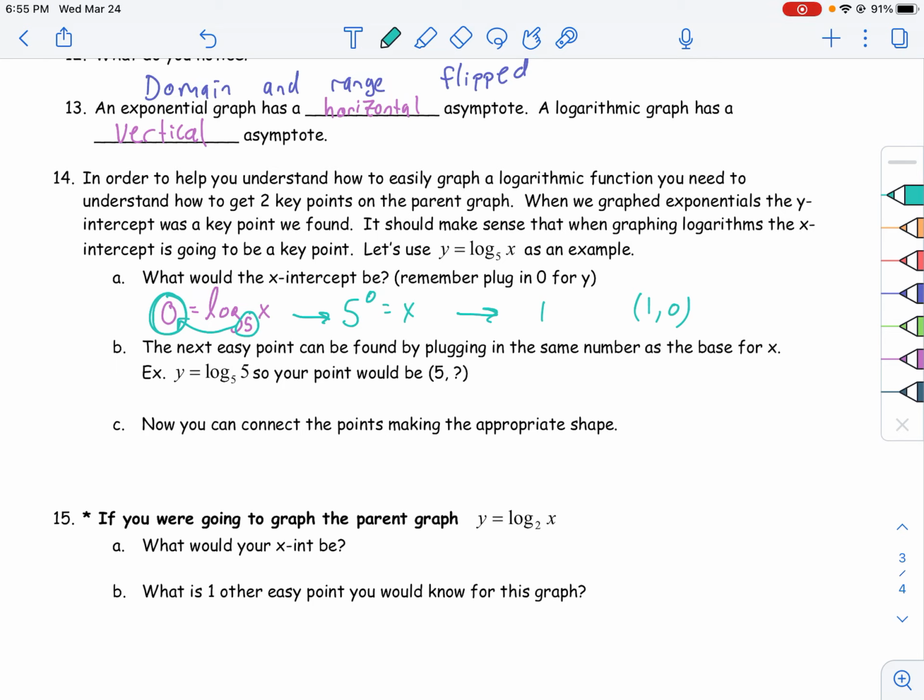Example, if you go y equals log base 5 of 5, the point would be what? So this is saying take 5, raise it to the y power, and then you get out 5, right? So y is equal to 1. So then our point is (5, 1). Now you can connect the points, making the appropriate shape.